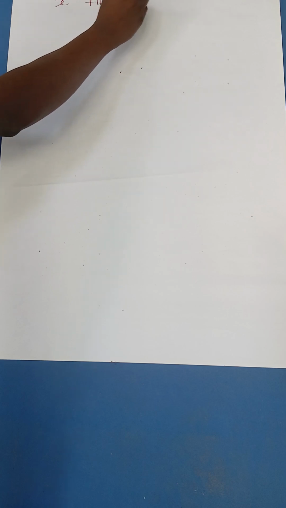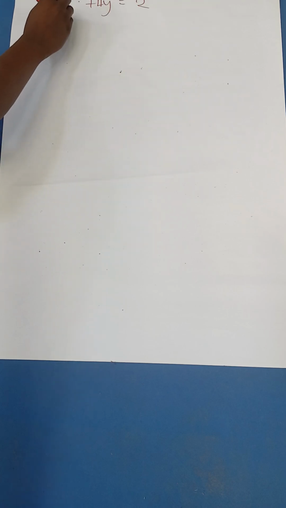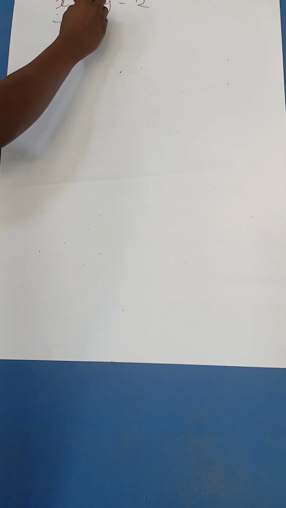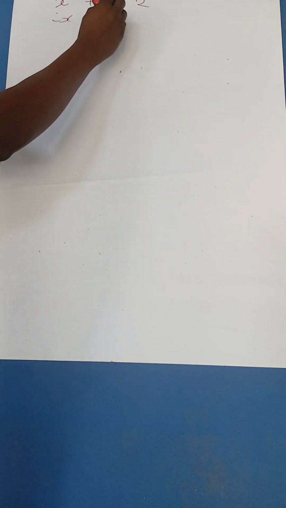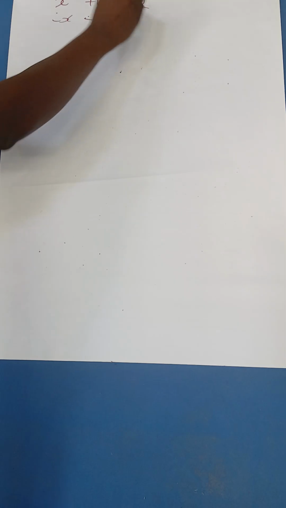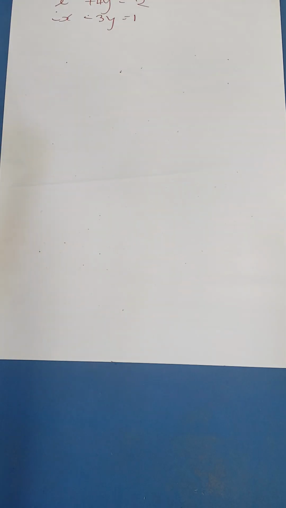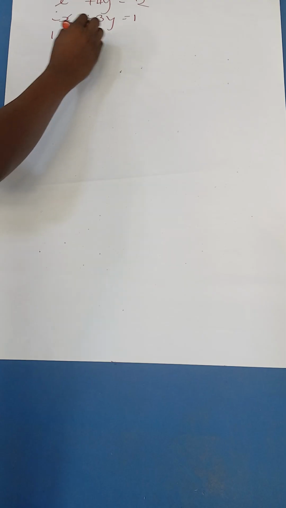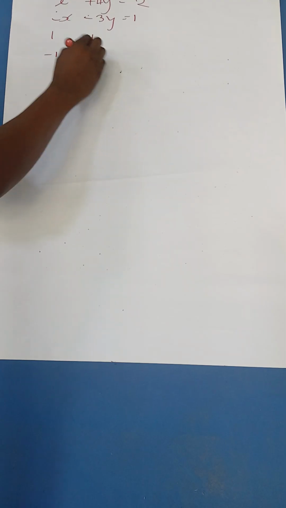Now, let me write my question here so that we can know what is going on. We had our equation: x plus 4y equals 2, then negative x minus 3y equals 1. Remember, we arranged the values very well, and after we arranged them, it was this way.